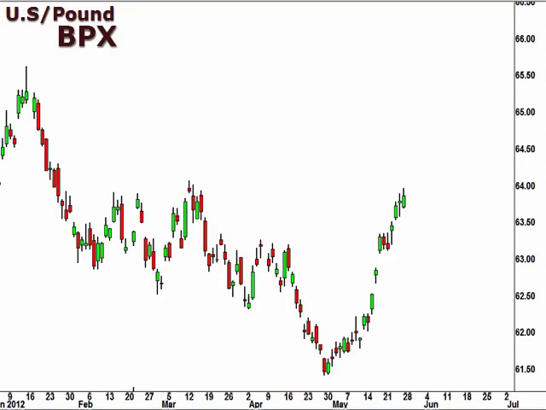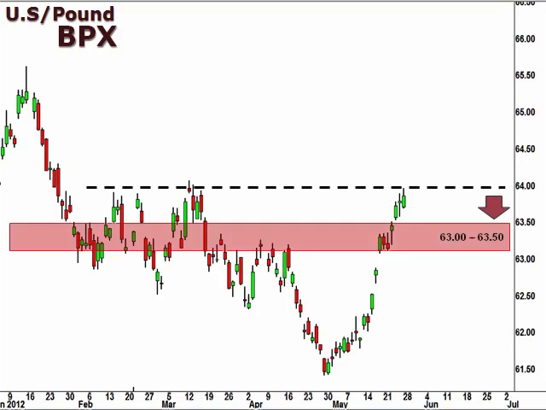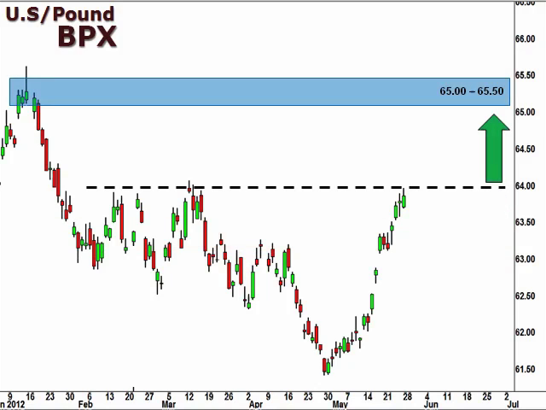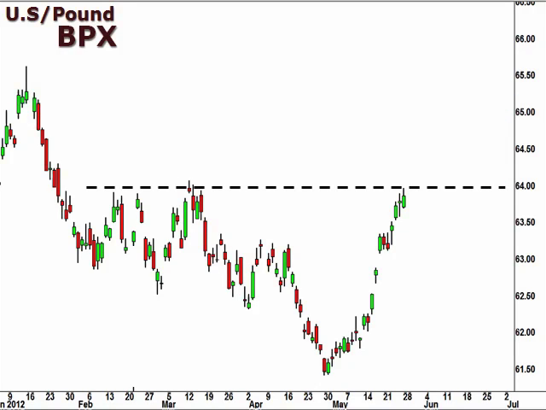Let's take a look at the BPX, the US dollar versus the British pound. The BPX hit 64 last week, and we are open to a pullback to test support within the 63.5 zone. A break above the 64 resistance level opens the window for a push towards 65.